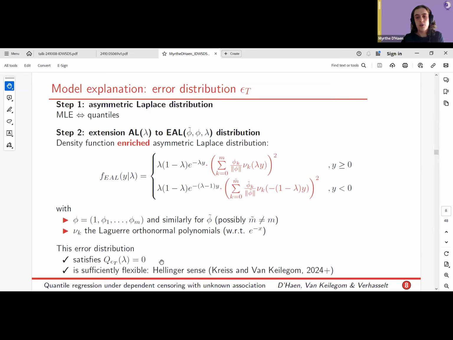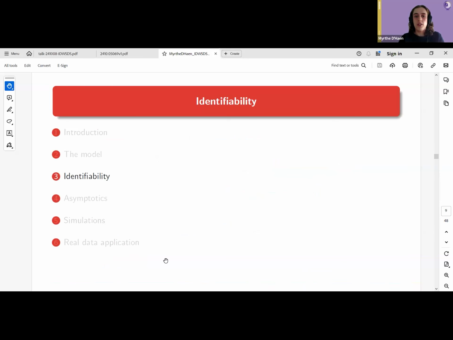And on the other hand, if we let the maximal degree, tilde m, of these polynomials grow larger, then it can be shown that you can actually approximate any relevant density function in the Hellinger sense. So this means that with this enriched asymmetric Laplace distribution, if we take the number of parameters sufficiently large, then we attain any flexibility we want. And yet it's still a parametric model. So we still hope that it's identifiable. And indeed, we have shown that it is identifiable.